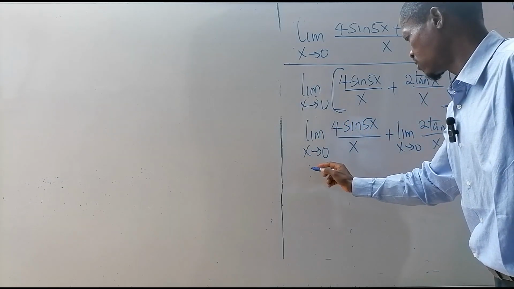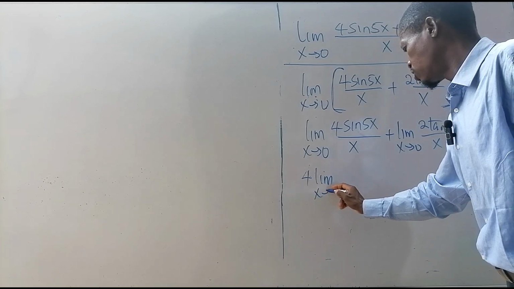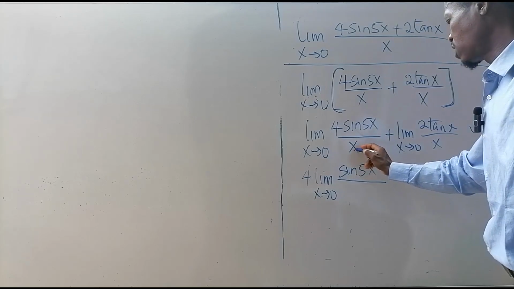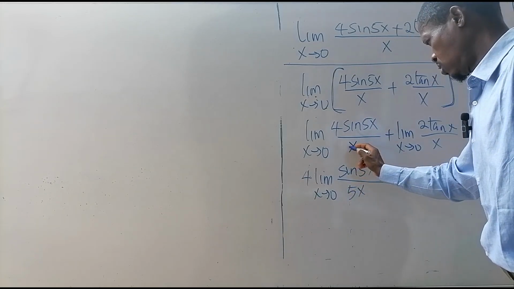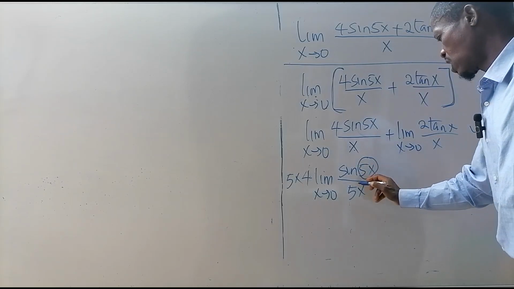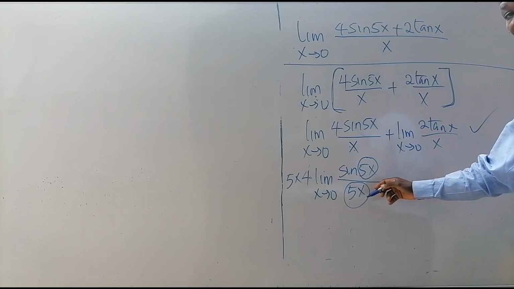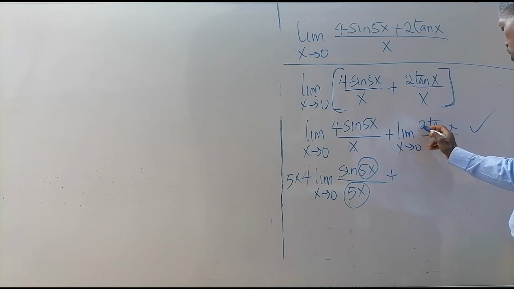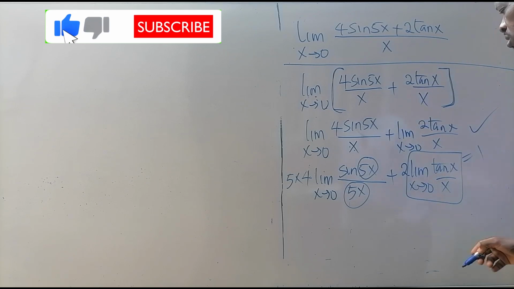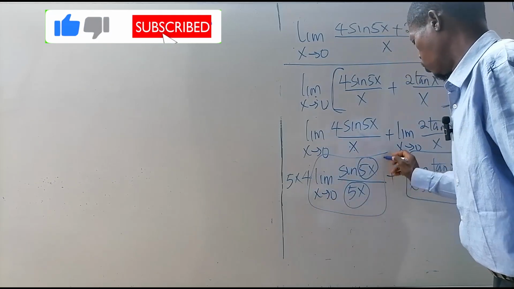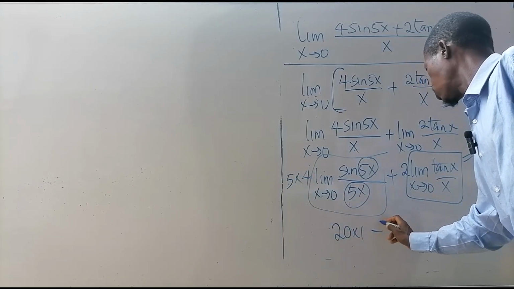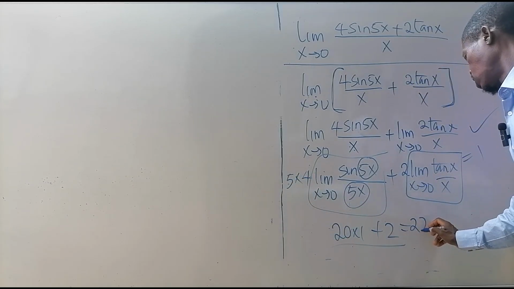This 4 can come outside, the limit as x tends to 0 of sin 5x. I can introduce 5 here also, and I will cancel that 5 outside, because I want the function here and the function at the denominator to be the same. Then plus, these two can come outside. So this one is equal to 1, and this one also is equal to 1. And that will be 5 times 4, that's 20, times 1, plus 2.